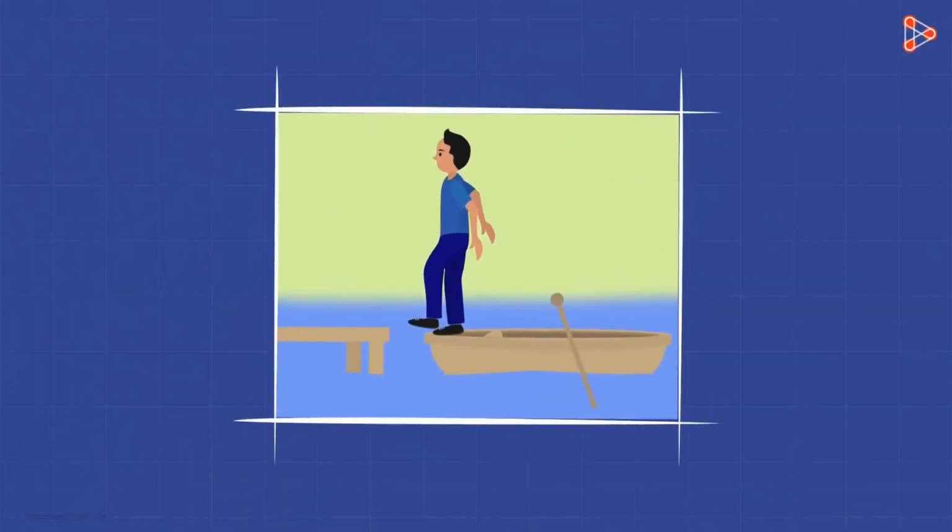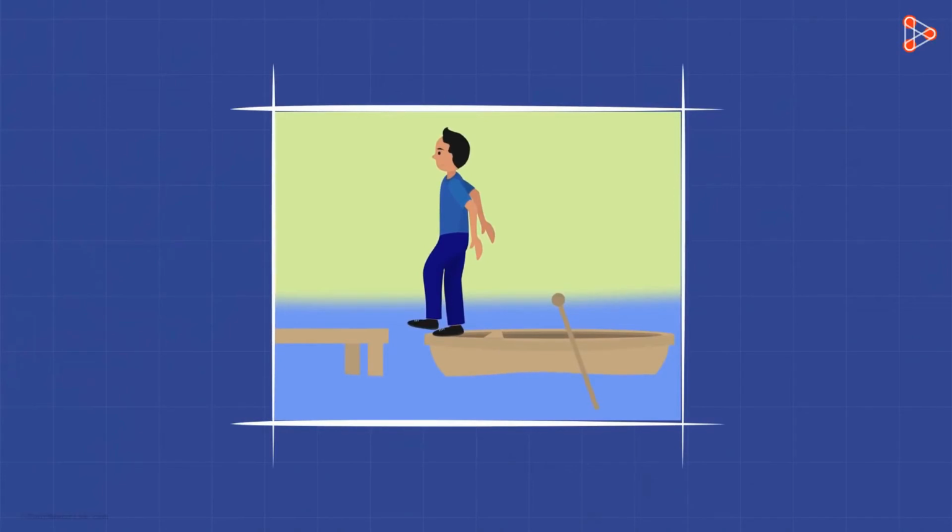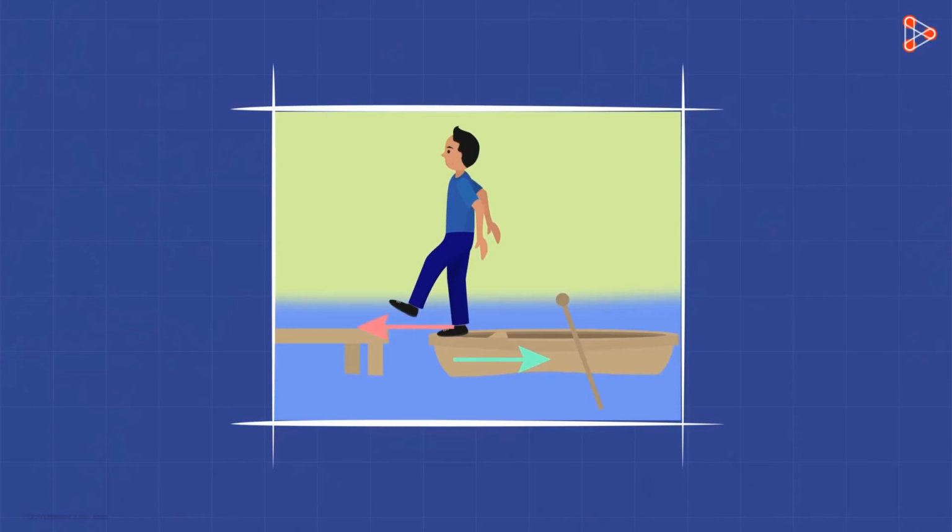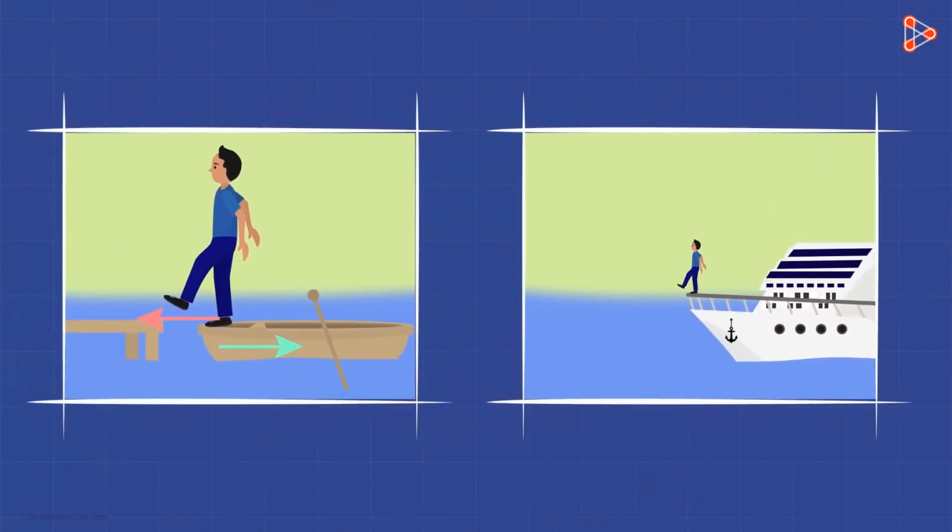If you're in a boat and step out of it onto the land, there are two forces involved. You pushing the boat behind and the boat pushing you forward. And that's why you see the boat go behind when you go forward. Now let's say a sailor jumps off a huge ship. The sailor does apply a force on the ship and the ship also applies a force on the sailor. But do you think the ship will accelerate as much as the sailor? Not really. And I think you know why.